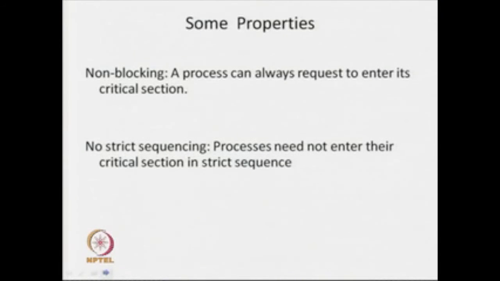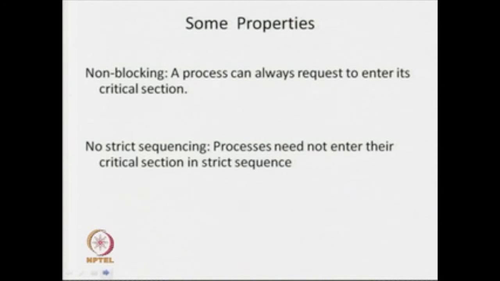Okay. Now, another property that we have is non-blocking. A process can always request to enter its critical section. So, this is the non-blocking property. We should not have a criterion where, sometimes, we block one particular process, and that process is not allowed to enter into the critical section. Then we say that this has a blocking nature. So, our mutual exclusion protocol must satisfy this non-blocking property also. A process can always request to enter its critical section. So, at any point of time, at any moment, any process can give a request to enter into the critical section. We should not put any blocking criteria.